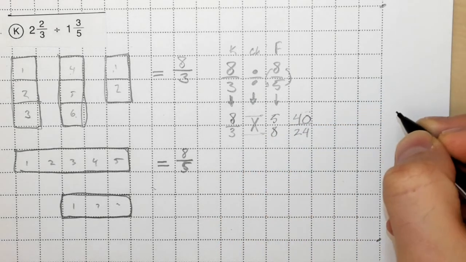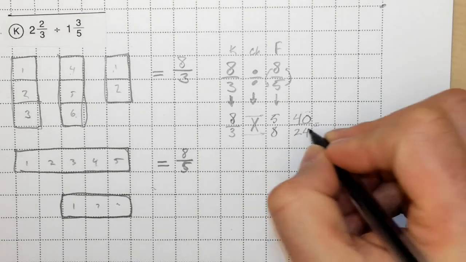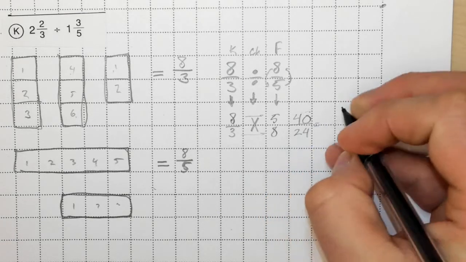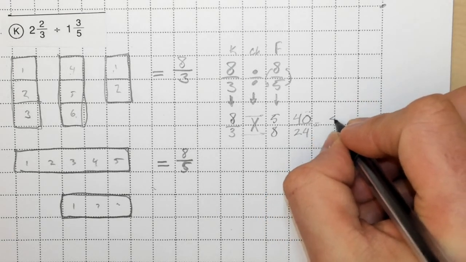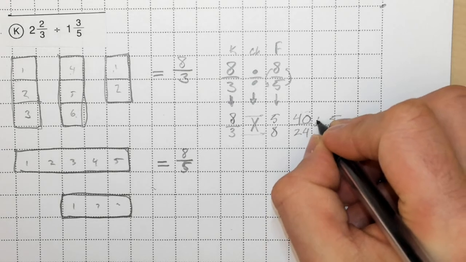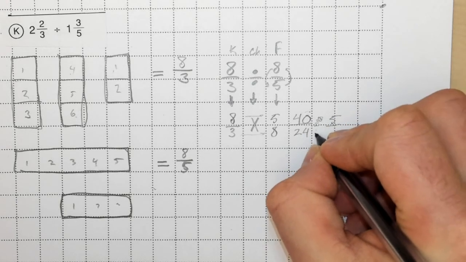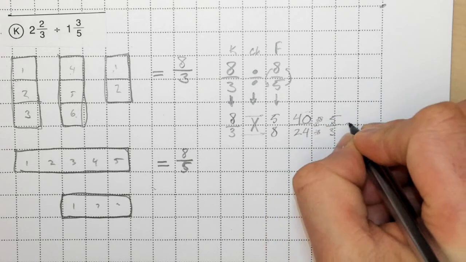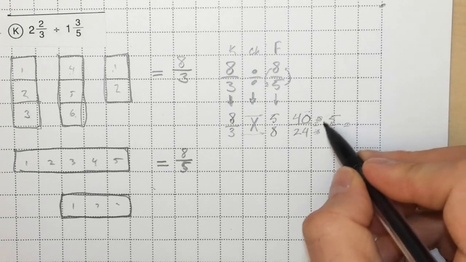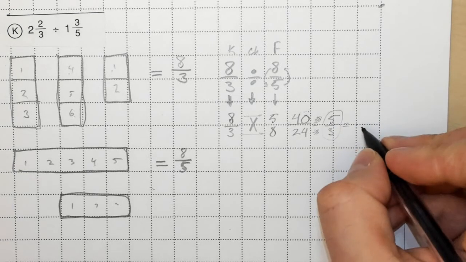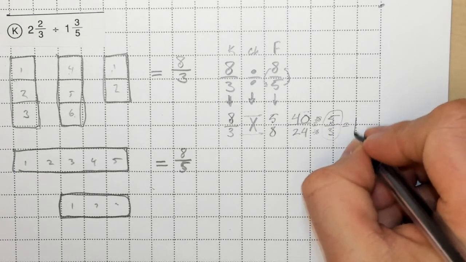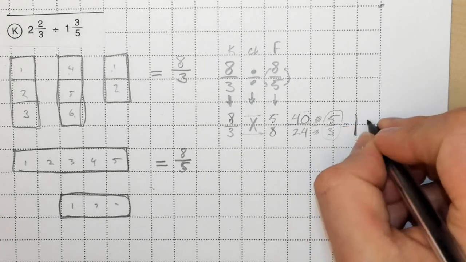And we'd simplify, so we'd find our common factor. And what can divide both of these? Well, 8 can divide both. So I'd say, okay, well, end up with 40 divided by 8 is 5. 24 divided by 8 is 3. Then I would turn my improper fraction answer into a mixed number, and I would get, okay, 1 whole and 2 thirds.